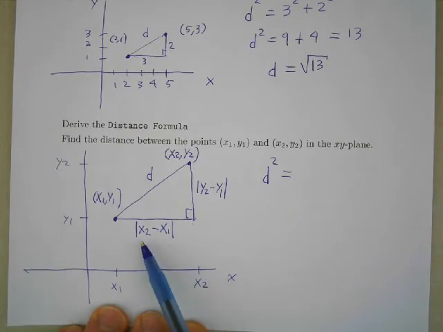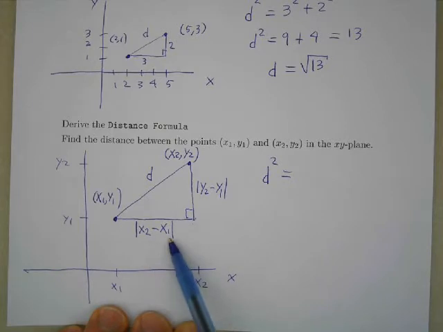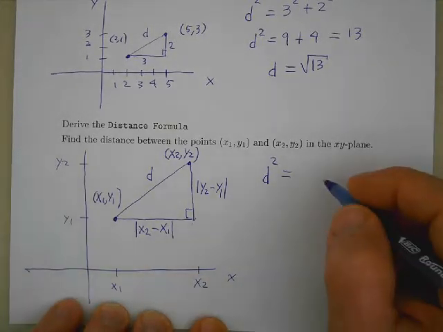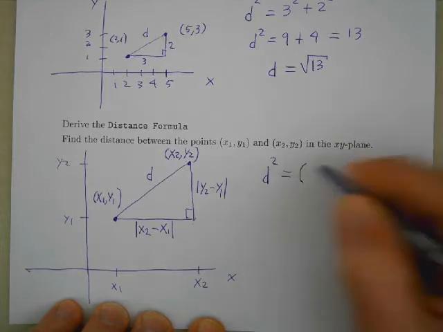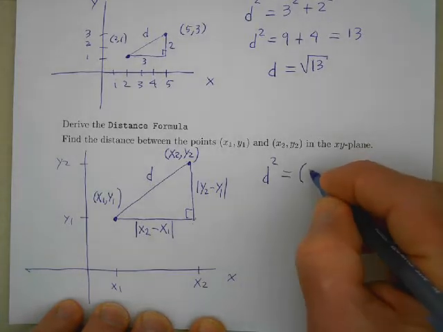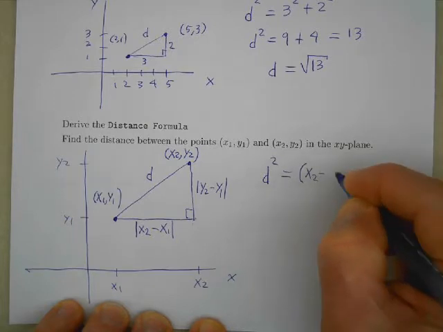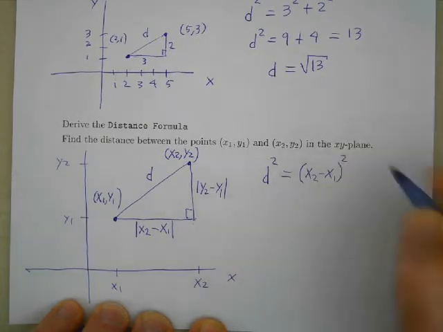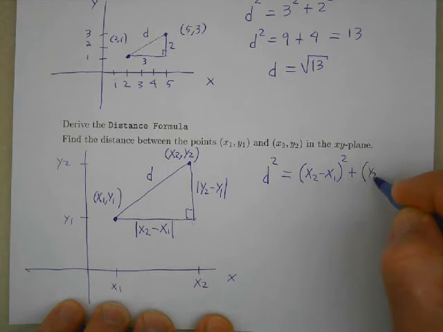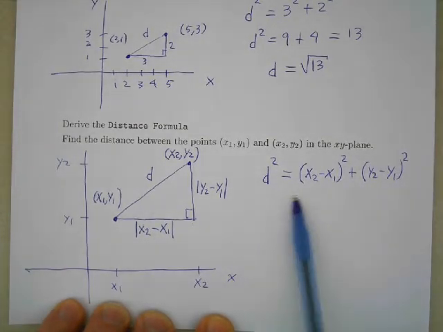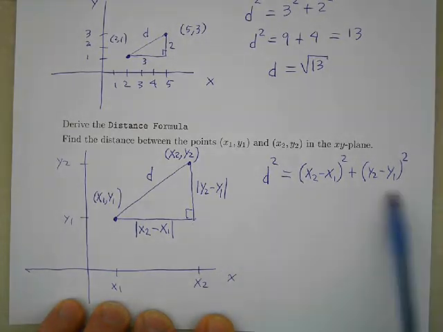And then when we square the quantity, the absolute value of x2 minus x1, we don't need the absolute value symbols anymore because we're just squaring a number, which will make it positive. So in parentheses, I'll put x2 minus x1, quantity squared, and then we're adding it to the square of this side of the right triangle, which is y2 minus y1 squared. This is just an application of the Pythagorean theorem.